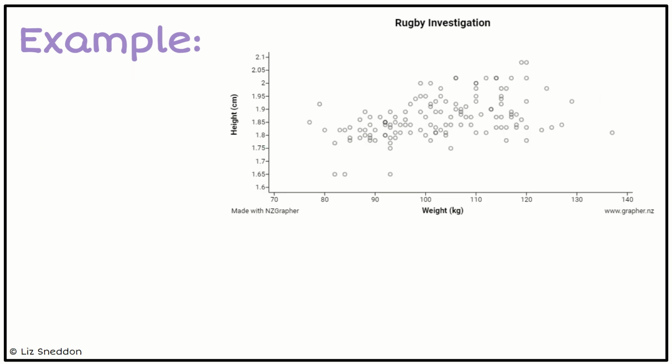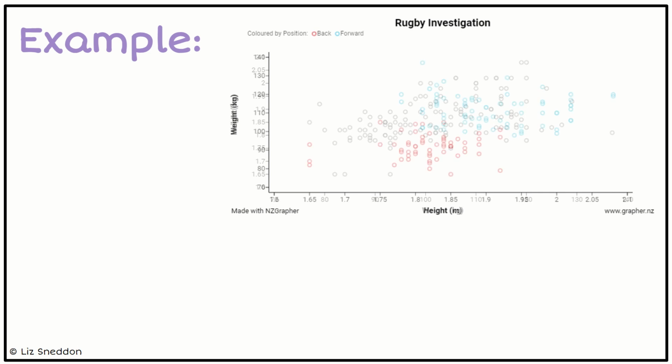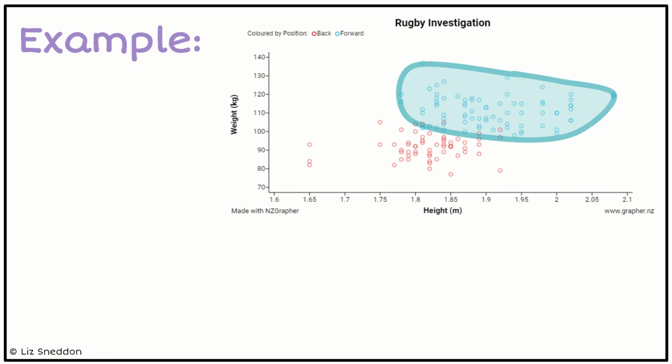Here is some rugby data, top rugby players, looking at the relationship between the height and the weight of the sample of rugby players. When I look at this graph, I absolutely can't see any clustering. It's not until I colour code it by what position they play that I can start to identify that maybe there are two separate patterns going on here. So I'm going to highlight those.